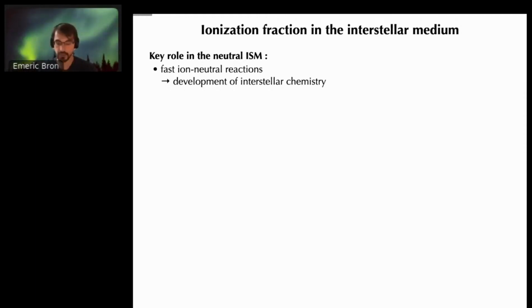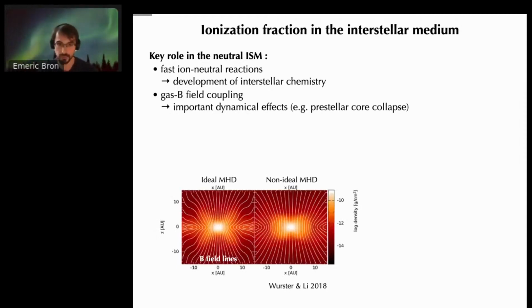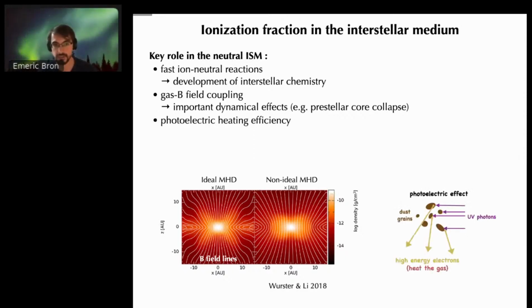The ionization fraction, which is the abundance of free electrons in the gas, is very important in the physics and chemistry of the neutral ISM, because it controls several key processes. First, it allows fast ion-neutral reactions that will drive the development of complex interstellar chemistry. It will also control the coupling of the gas to the magnetic field, which will have important dynamical effects, for instance, during the collapse of prestellar cores. It will also affect the efficiency of photoelectric heating, which is one of the main heating mechanisms in the ISM.